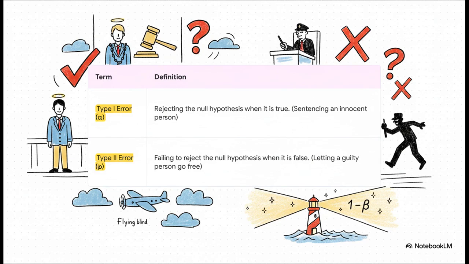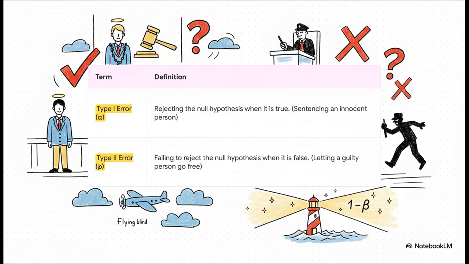Well, we have to understand the two ways we can be wrong in science. The courtroom analogy is perfect. A type 1 error is a false positive, convicting an innocent person. We usually set that risk at 5%. A type 2 error is a false negative, letting a guilty person walk free. A misdiscovery. A study's power is its ability to avoid that type 2 error, to correctly find a real effect.